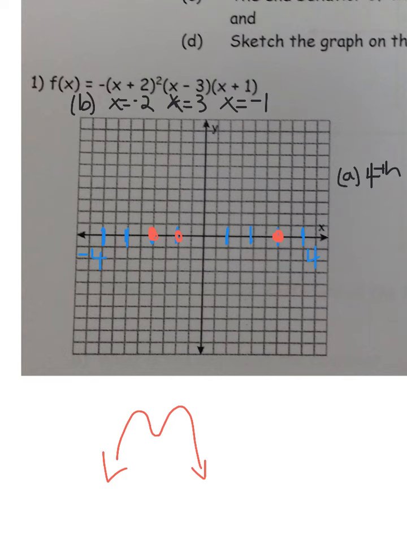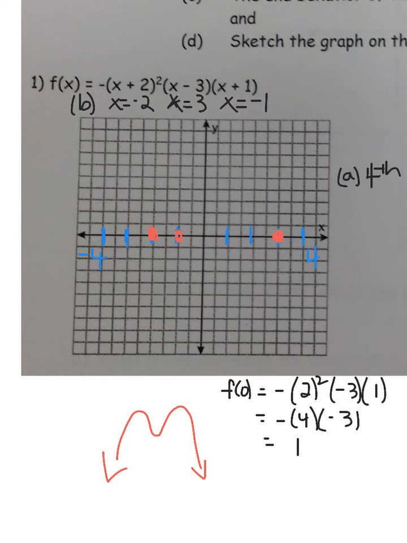And lastly, what I would like to do is find the y-intercept. So remember, that's where we put 0 in for x. So I'm going to have a negative, and I'm going to put 0 in for x. So that's going to give me what? 2, that quantity squared, times -3 times a +1. So then I'm going to have negative times 4 times -3. Okay, so that's going to be a +12. So I know that my y-intercept will be 0, 12.